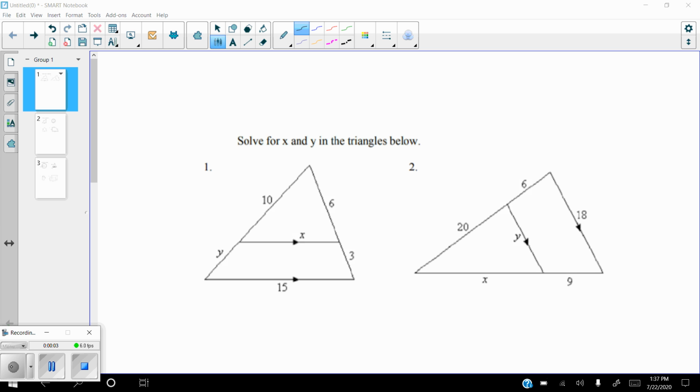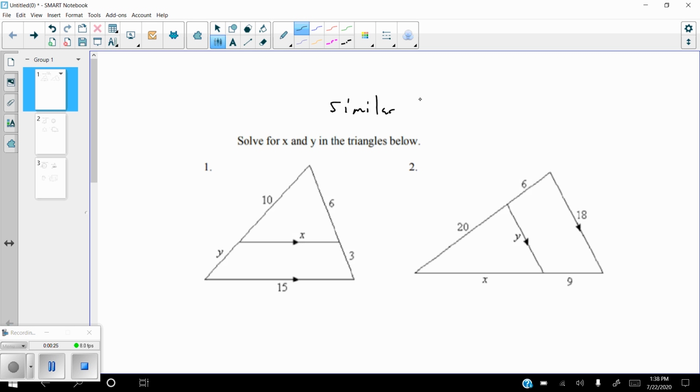Hello, everyone. This is week 5 of your calculus summer preparations. This week we're going to go back to some of the geometry concepts which are going to be prevalent in calculus. So the first thing we're going to start off with is the concept of similar triangles.